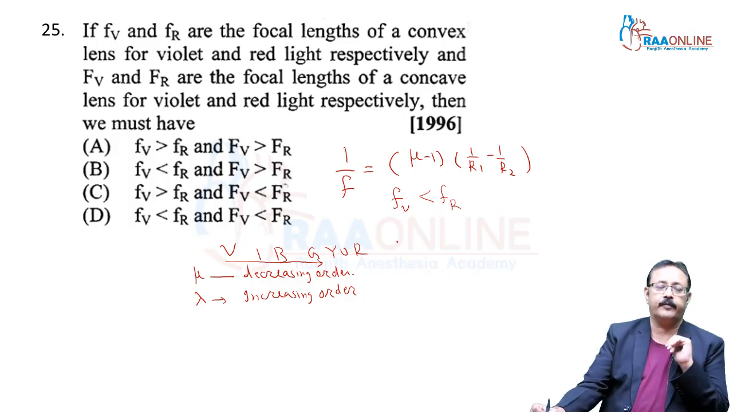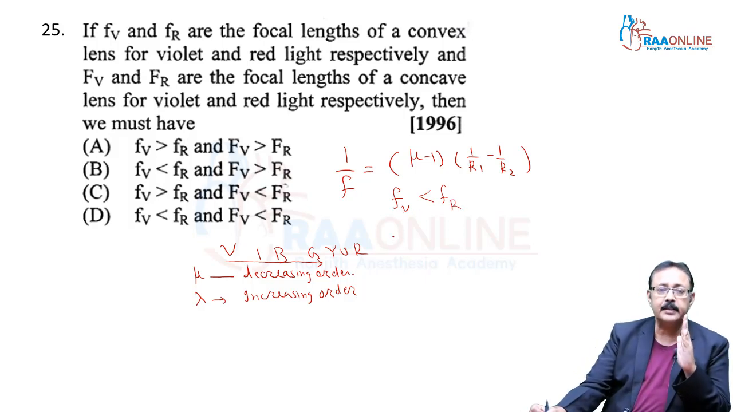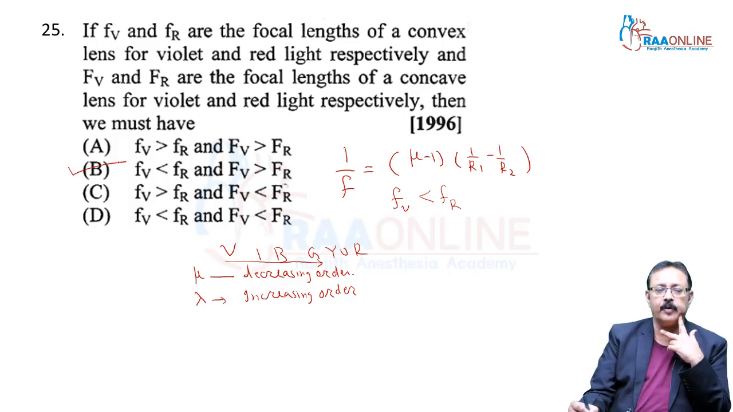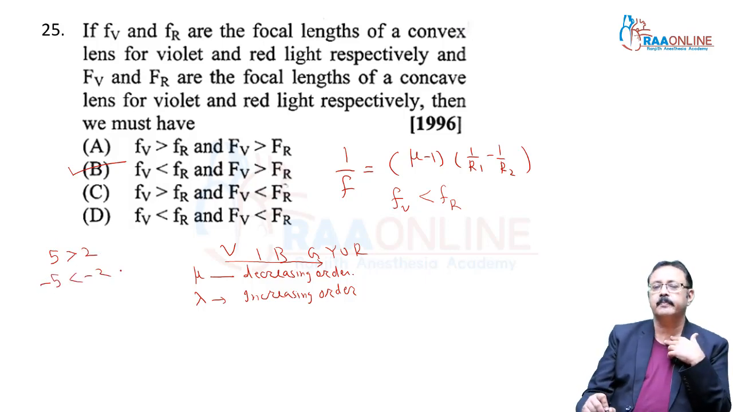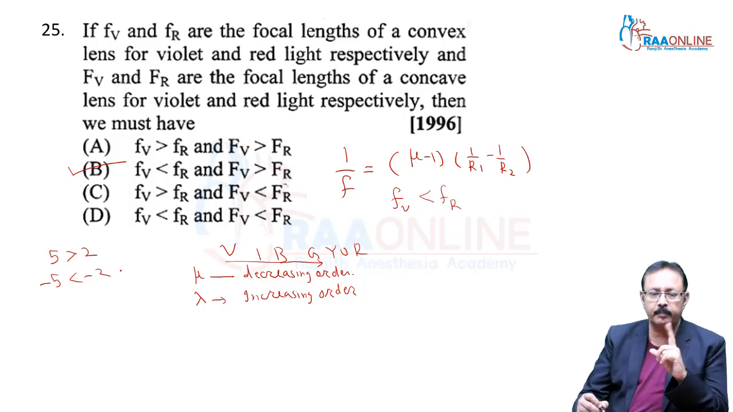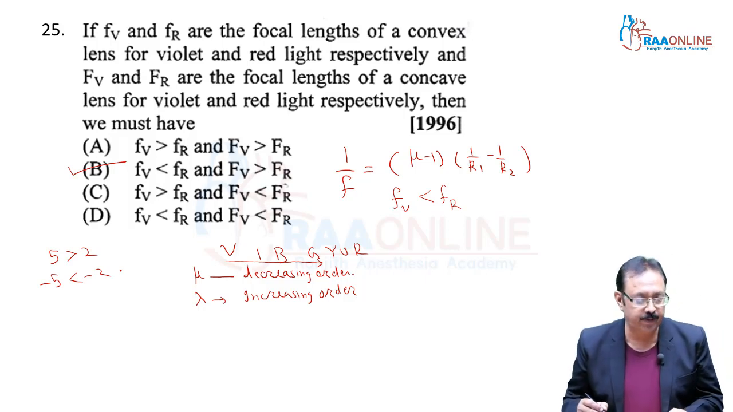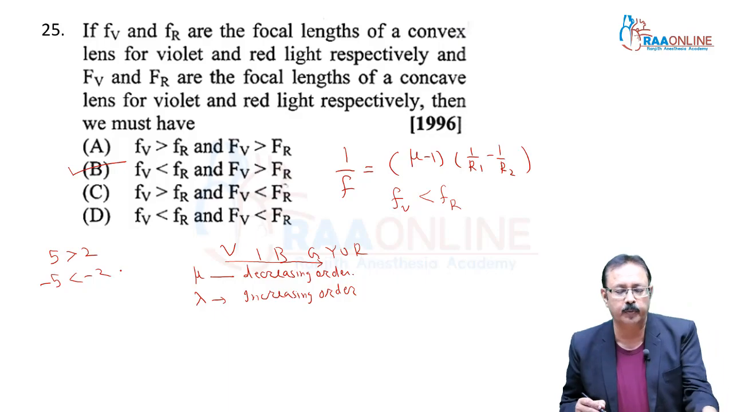But for concave, since the minus sign is there, a positive number decreasing means a negative one is increasing. Getting my point? So FV is less than FR because it is convex, but for concave it will be reverse. I am saying 5 is greater than 2, but minus 5 is less than minus 2. So we are going with option B.